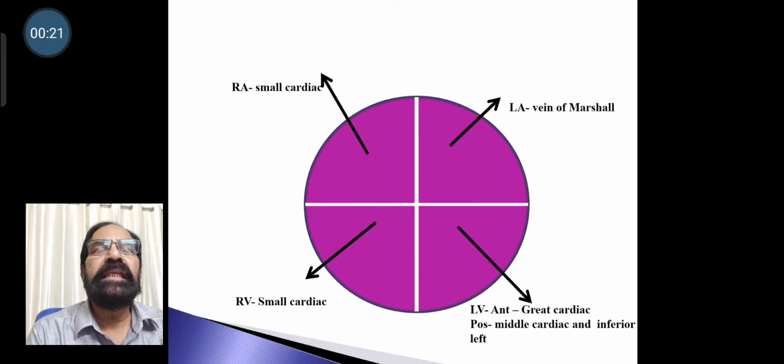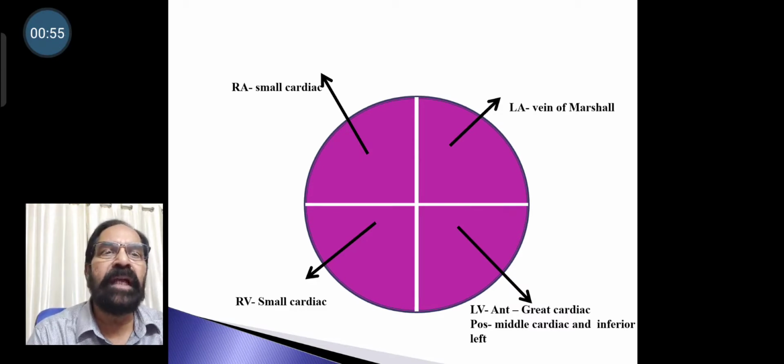So in this picture we can imagine that the heart is having four quadrants. The right atrium is drained by small cardiac vein. In a similar way, the right ventricle is drained by small cardiac vein. The left atrium is drained by vein of Marshall, and the left ventricle, which contains more of the cardiac mass, is drained anteriorly by great cardiac vein, and posteriorly by middle cardiac and inferior left.